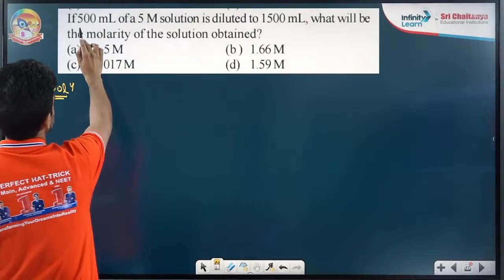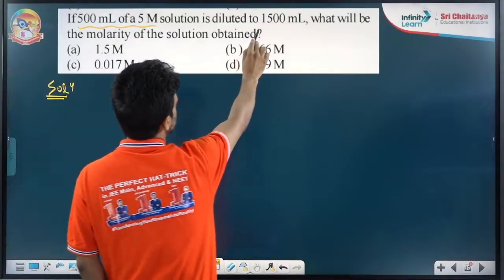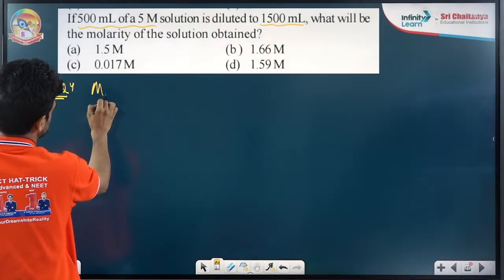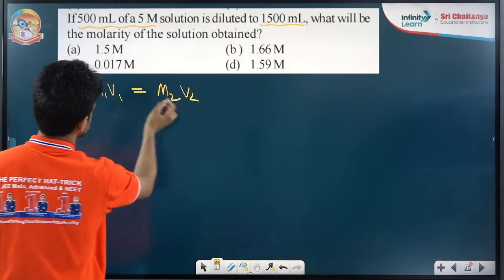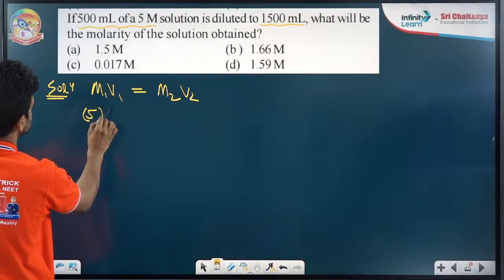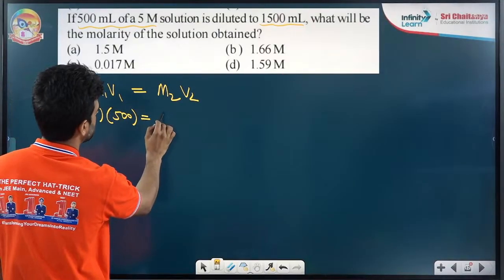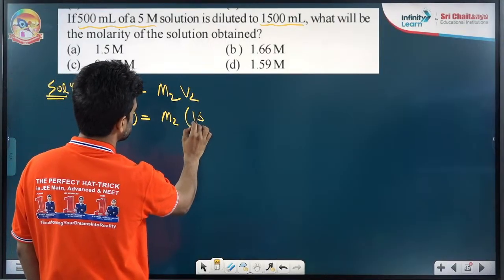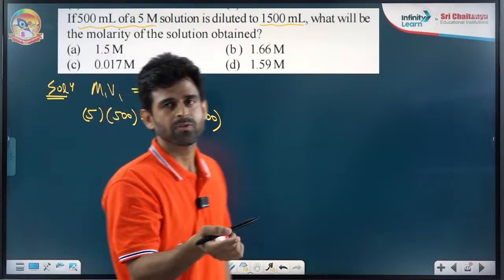So 500 ml of 5 molar is diluted to how much? 1500 ml, right? Very easy question. It's M1 V1 equals M2 V2. M1 is 5, volume is 500 ml. M2 we have to find, and the volume they gave is 1500 ml. Diluted to 1500 ml.